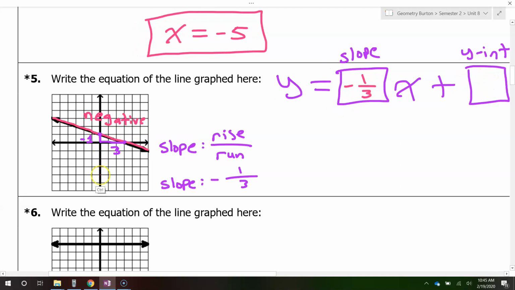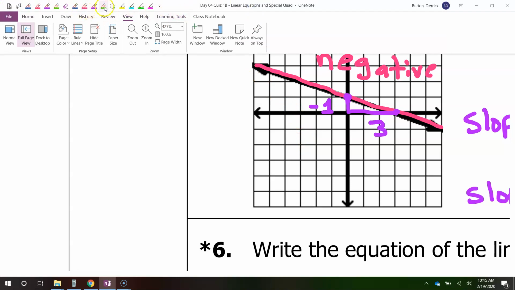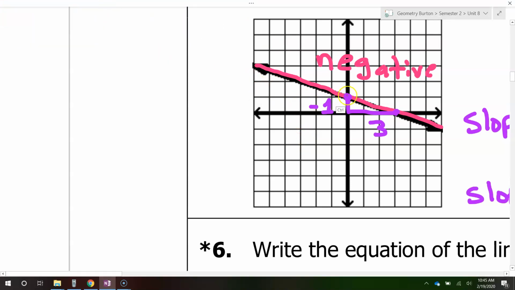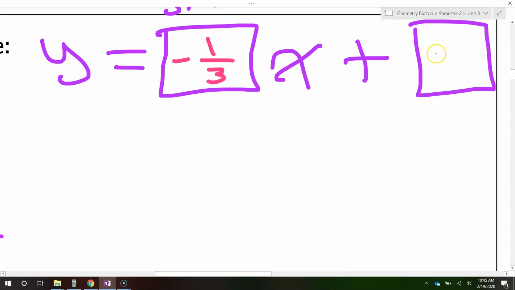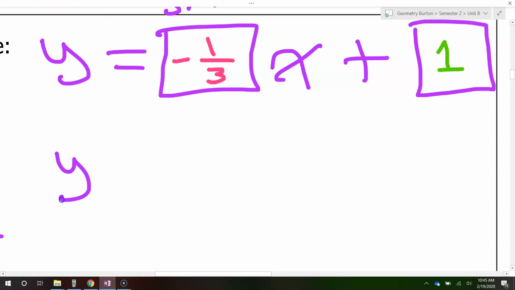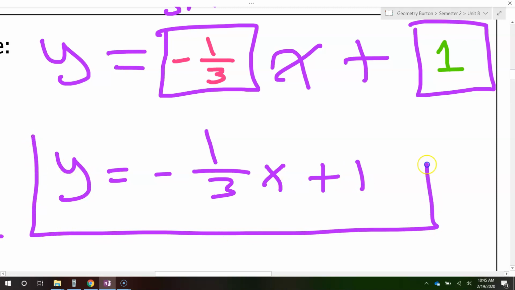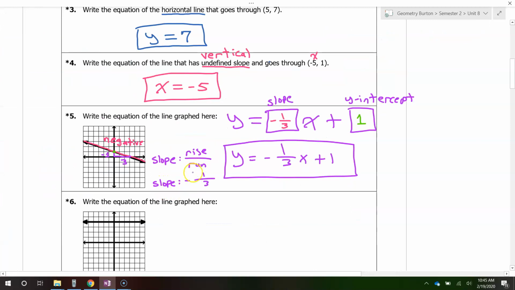What about the y-intercept? Zooming back in for a second, the y-intercept is the point where the line touches the y-axis. So the line touches the y-axis right here. That is at positive 1. So the y-intercept is going to be positive 1. So the final answer to this problem should be y equals negative 1/3 x plus 1. Okay, so that's it for number 5.